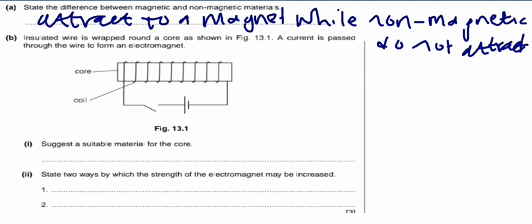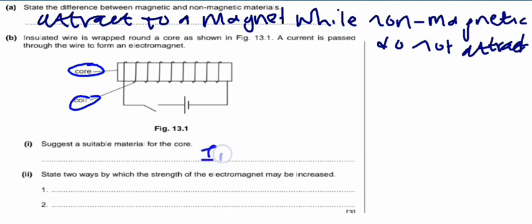Insulated wire is wrapped round a core, as shown in figure 13.1. A current is passed through the wire to form an electromagnet. So we have the core and the coil. There is a difference between a core and a coil, right? The first question, Roman numeral 1, says suggest a suitable material for the core. The suitable material for the core is iron.